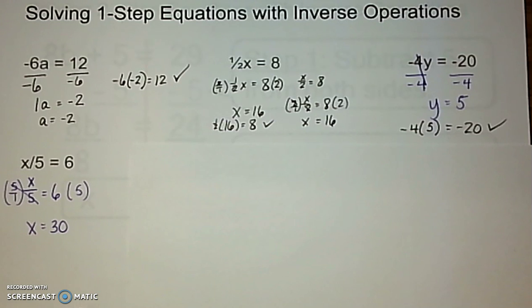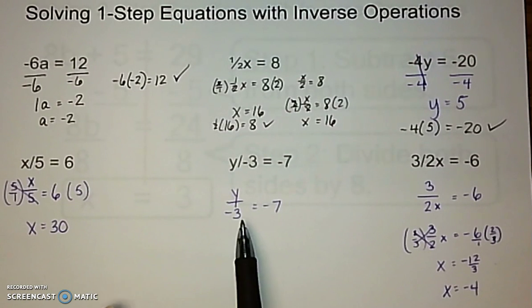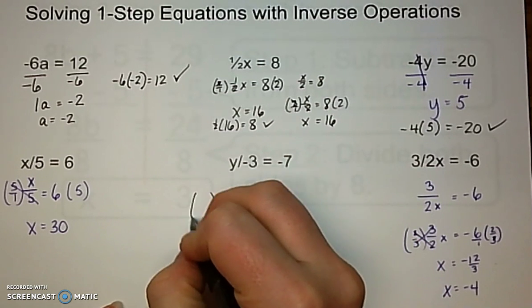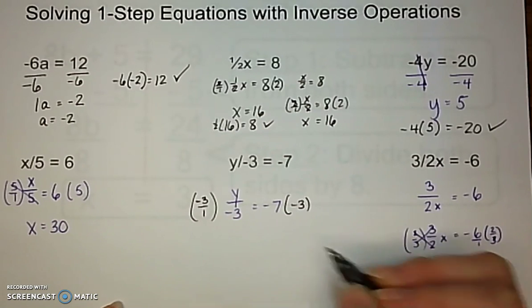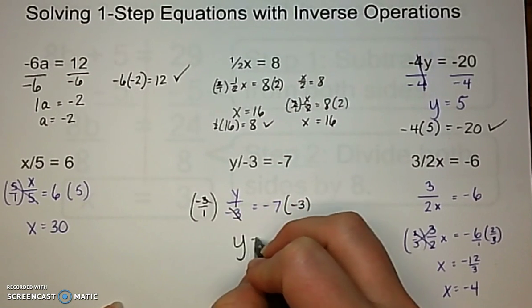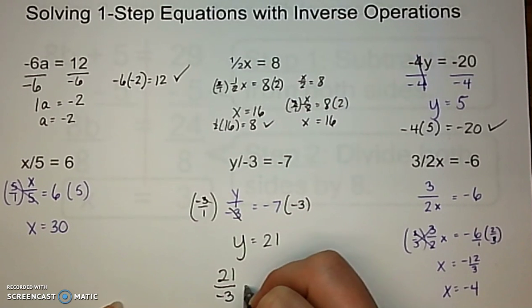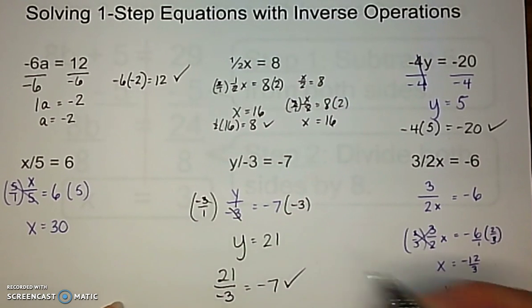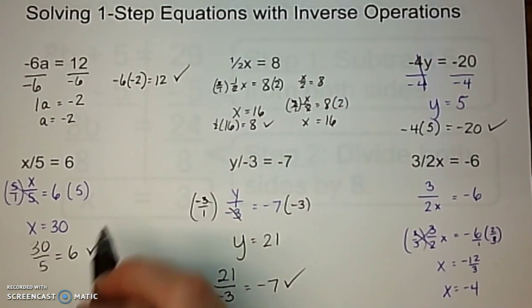So this is just like the other option of doing it up there. This one I have, and you can pause right here if you want to try this one before I go over it. And I'm dividing by -3, so the inverse of that is multiplication, so I'm going to multiply by -3. Those cancel out, and I get y equals 21. So is 21 divided by -3 -7? It sure is. And over here, 30 divided by 5 equals 6.